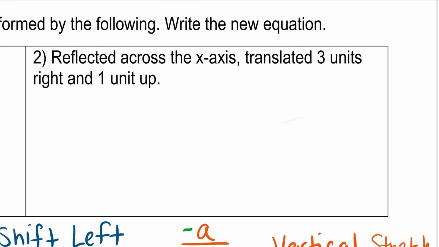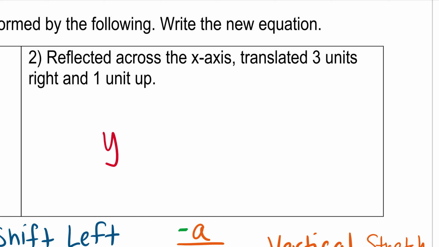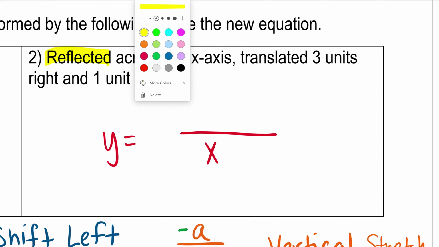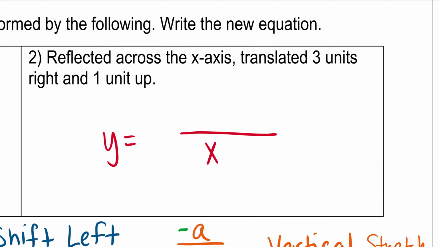Okay, number 2. I'm always going to start with y equals, and if I go through here, I reflect across the x-axis. So reflecting, I know I'm going to have a negative on top of my fraction. Well, I wouldn't say necessarily on top. So I'm going to have a fraction. I'm going to have x, so I need something on top and bottom. Okay. So if I'm moving too fast, I apologize. Let's start over.